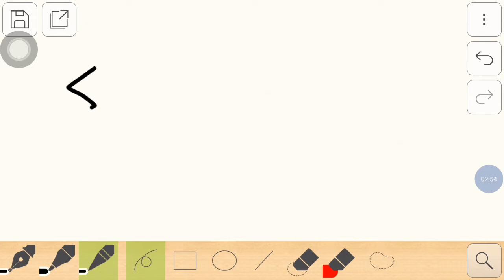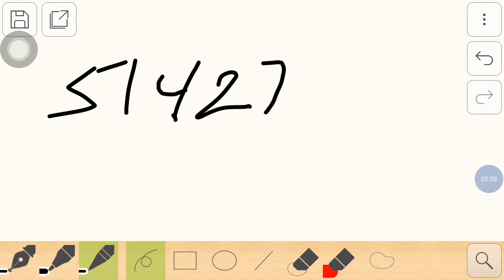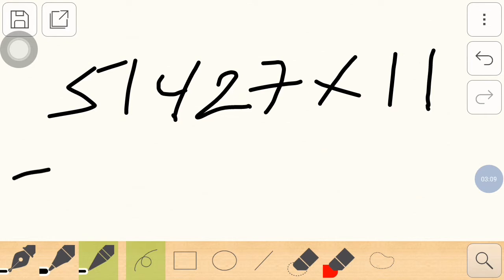So, 51427 times 11. There is a 5 digit number. Okay, let's do this together. So as we know, we're going to drop the last number. The last number is 7. The next number is actually the sum of the pair. 2 and 7 gives us 9.